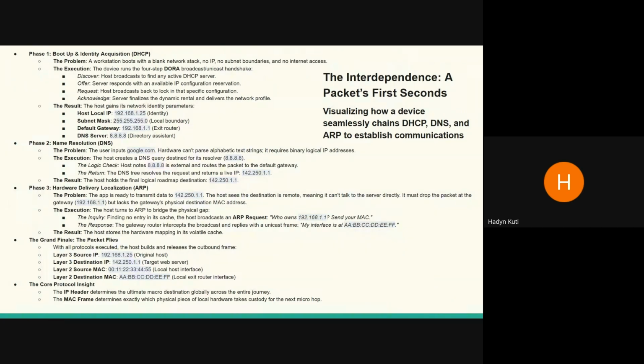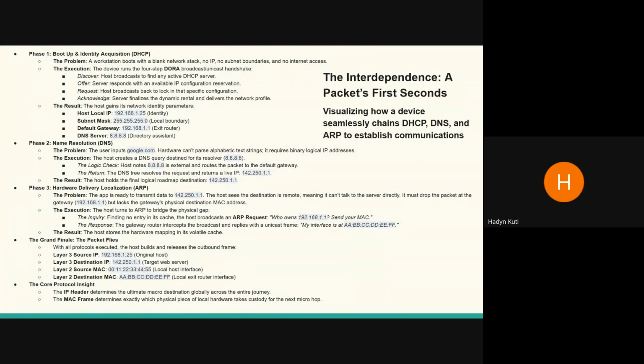The execution here is that the device runs a 4-step DORA broadcast/unicast handshake, which stands for discover, offer, request, and acknowledge. The result is that the host gains its network identity parameters, such as its host local IP, subnet mask, default gateway, and DNS server. Phase 2 is the name resolution, or DNS.